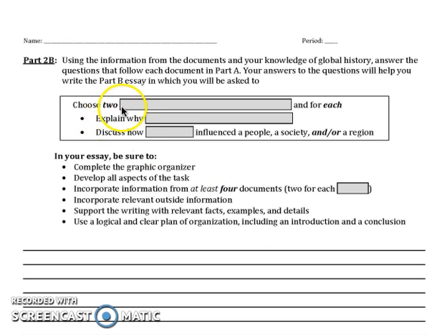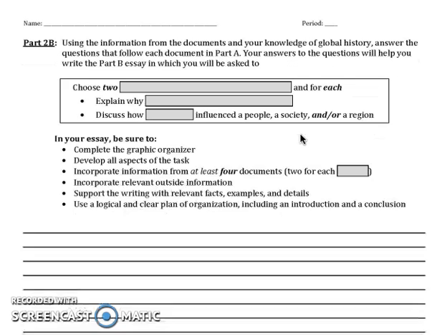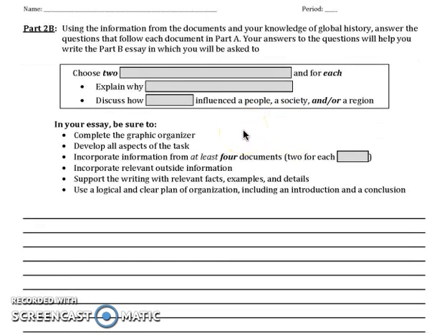Let's say this blank was choose 2 ways that people rebelled against their government. And for each, explain why people rebelled against their government and how the rebellion influenced people, society, or a region. So you'd go back, you'd look at the documents, you'd explain why people rebelled, how they rebelled, how it influenced a region or a society or a people, how it influenced a specific place. So your writing section, if you understand these directions, basically, you will know how to do it because you're given the information in the documents.